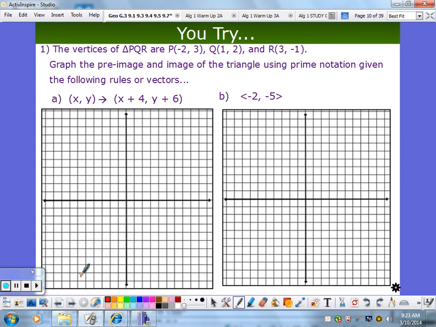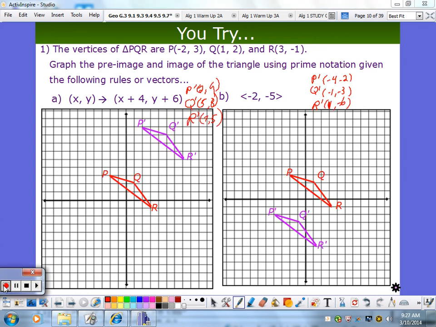So I've got a couple of try-its, just for you to see if you can do them. And that's basically all there is to the translation. How are we doing on these translations? Are we writing down the points? P prime 2, 9, Q prime 5, 8, R prime 7, 5. If you have a question on where those are coming from, add 4 to the original x value, add 6 to the original y value.